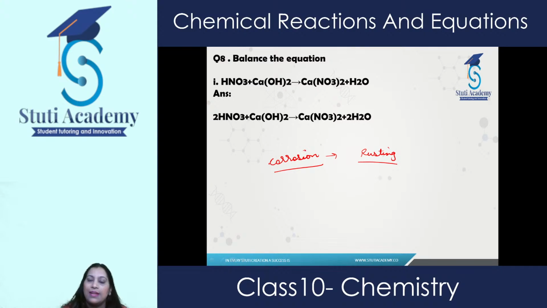Due to corrosion, rusting takes place in iron. So when we keep any iron object in an open atmosphere, it comes in contact with the oxygen and forms a brown color layer over it, which is iron oxide. This brown color layer which is formed on the iron is known as rusting. And how to prevent rusting? What are the methods involved? There are different methods to prevent rusting.